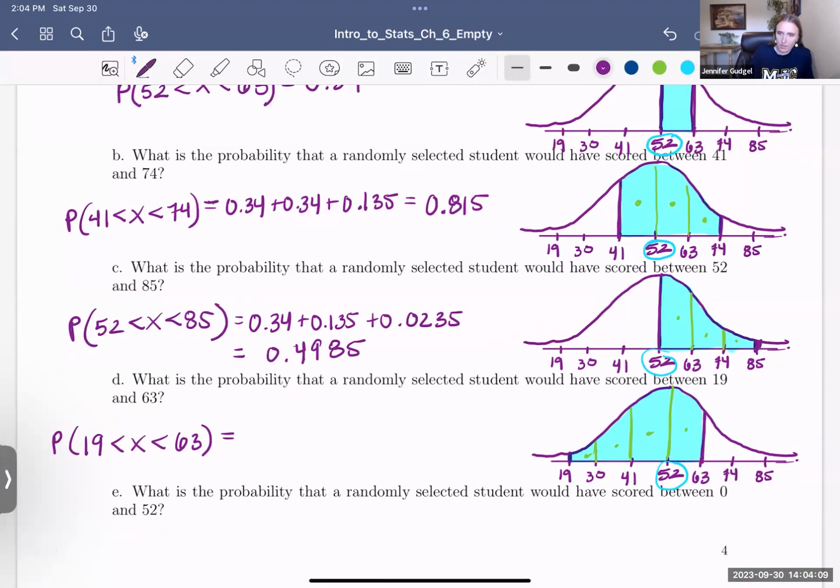So 0.0235 plus 0.135 plus 0.34 plus 0.34. If I add all of those together, I get 0.8385.